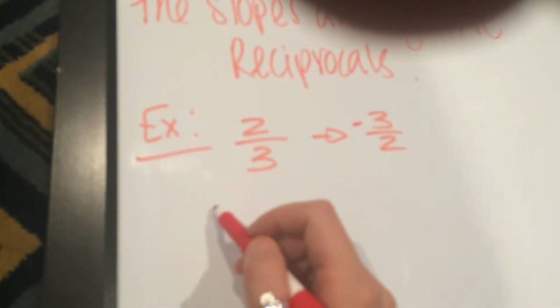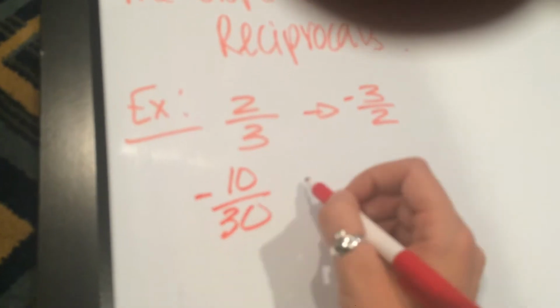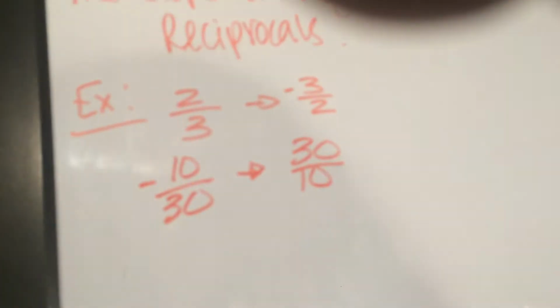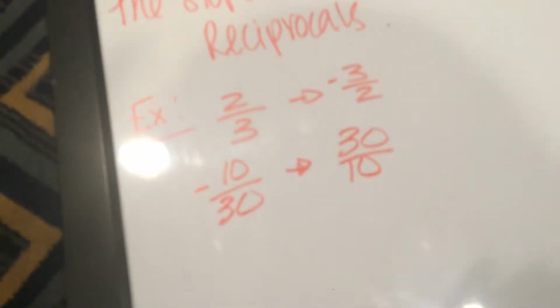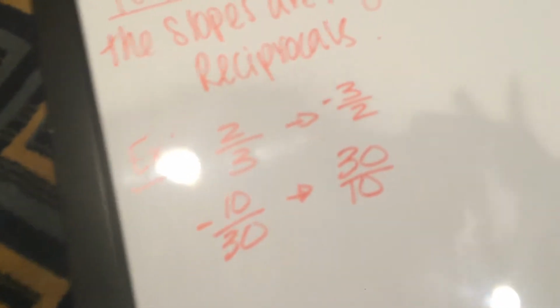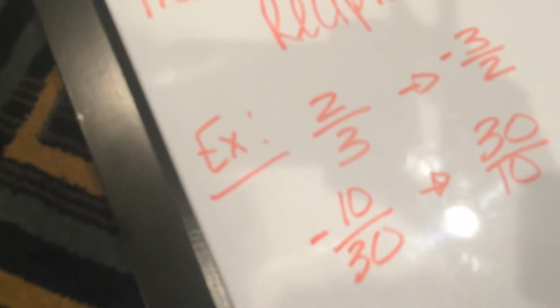Now, if I started off with a negative slope, let's say -10/30, that negative reciprocal is going to be 30/10. That's it. So you gotta flip it and reverse it. Put the thing down, flip it and I think you guys are a little too young for that song, but we're gonna go with it. Put my thing down, flip it and reverse it.